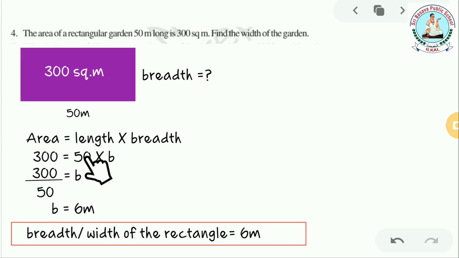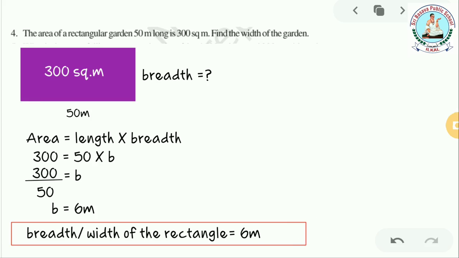When you transpose this 50 from the right hand side to the left hand side, it will go below the 300. So it is 300 divided by 50, and breadth will remain on the right hand side. When you divide 300 by 50, your answer would be how much? 6 meter, because this 0 will get cancelled and only 30 divided by 5 will remain, and 30 divided by 5 is 6. So the breadth or width of the rectangular garden is 6 meter. This is how we write the answer.